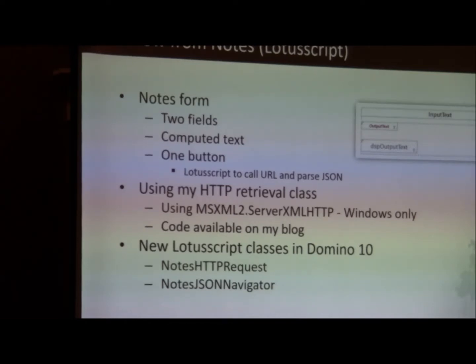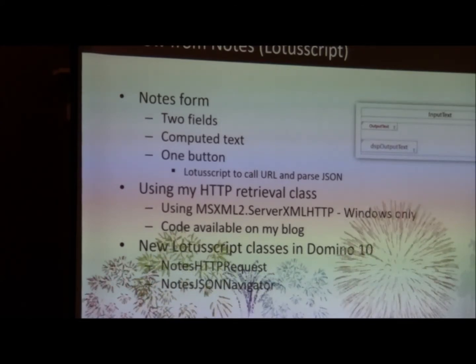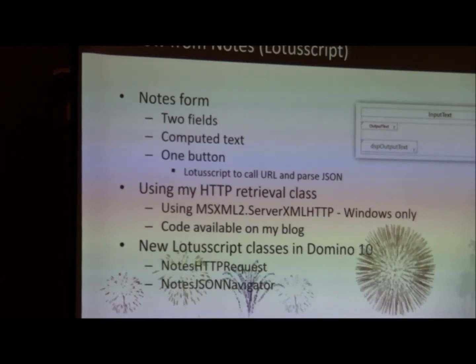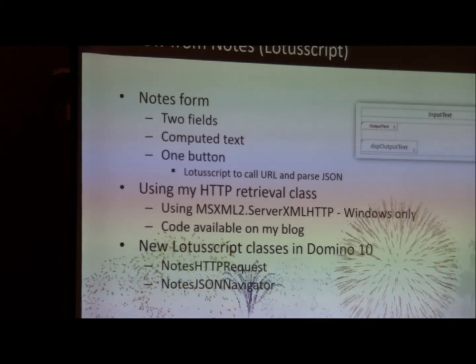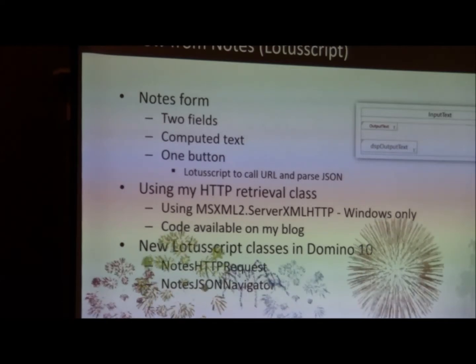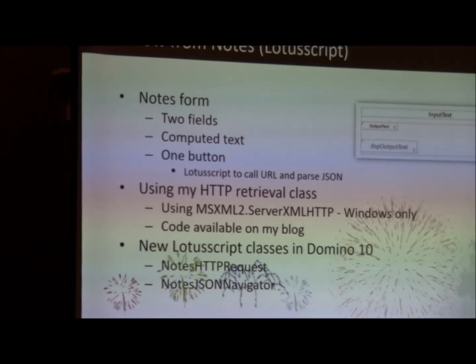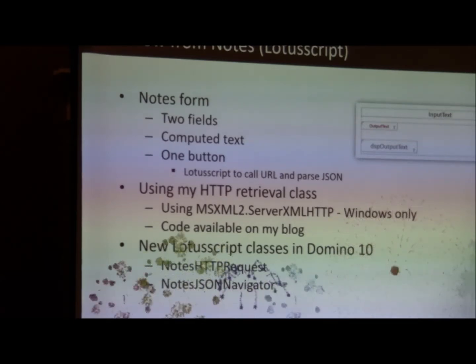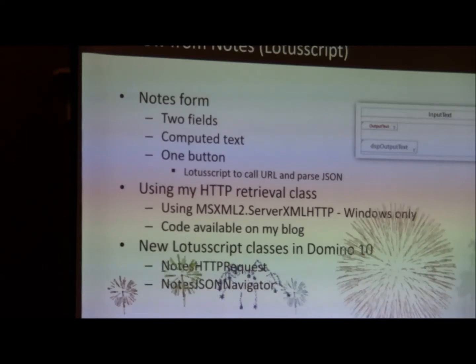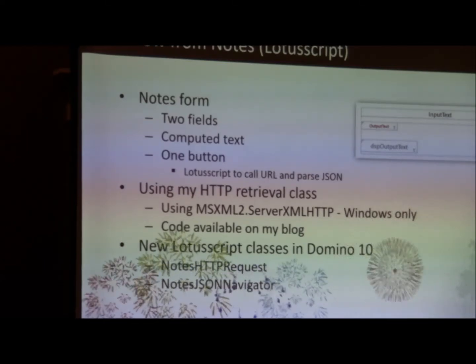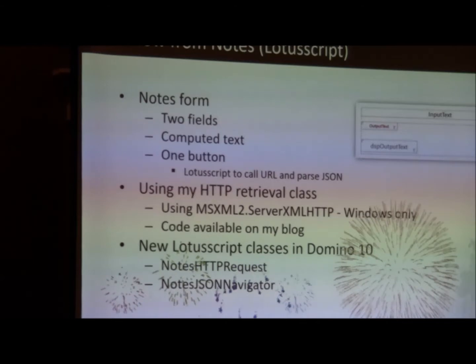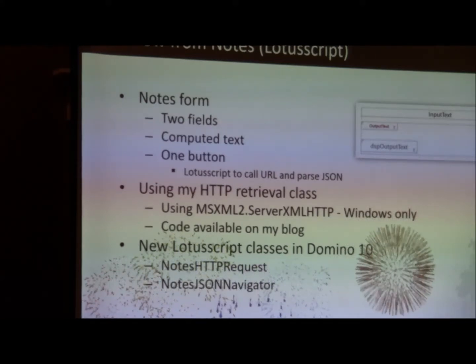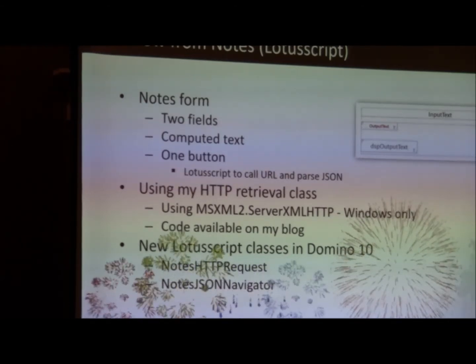Then we also have the new classes in Domino 10, which is the first time in many years we got something new there. We have the Notes HTTP request, which is not in beta 1, it will be in beta 2. They had that in a previous intermittent build that I tried out a week ago. So the code I'm going to show you is actually real code that's working. The Notes JSON navigator is what you use to parse the JSON being passed back. That will, according to IBM, or HCL, not be in beta 2 yet. They're still working on it.